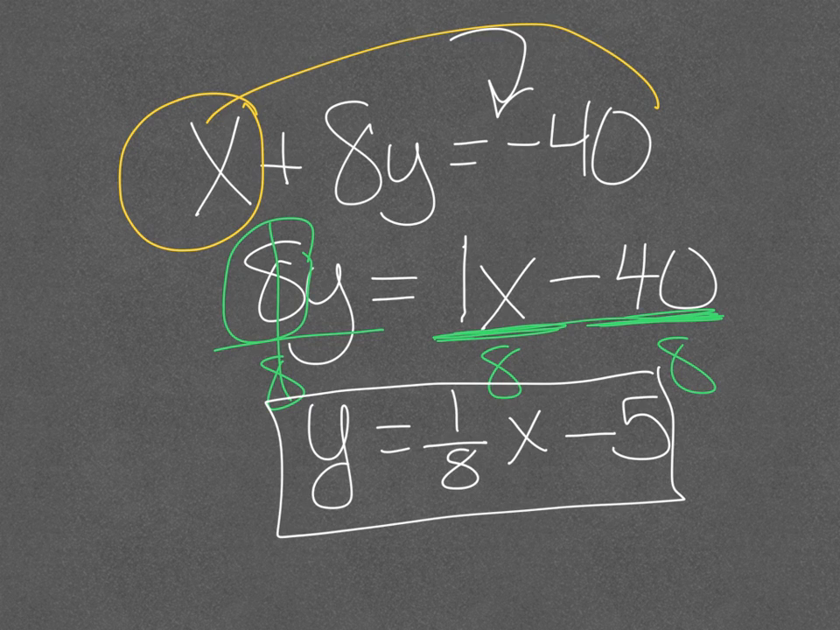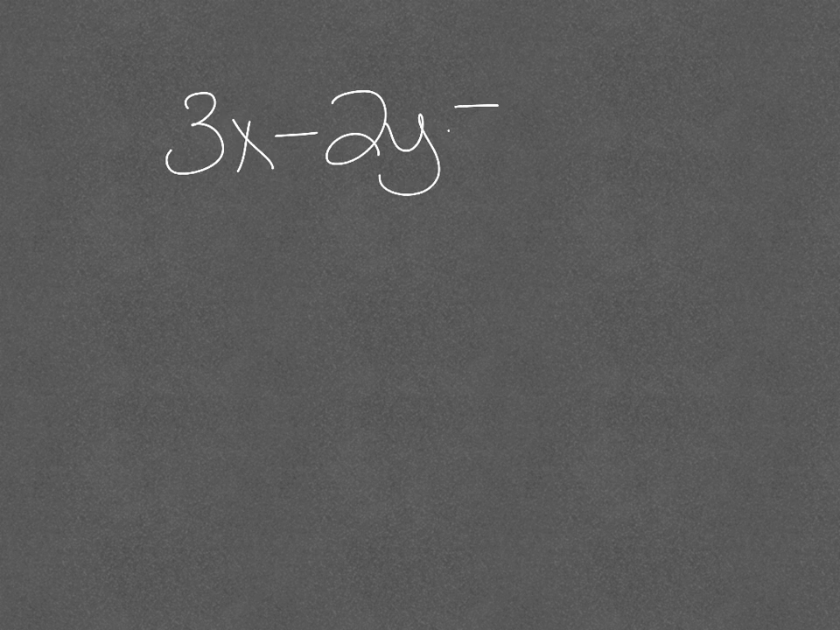Okay. Let's see. 3x minus 2y equals 0. And it's okay to have a 0 there. 0 is a number, just like 2 is a number.